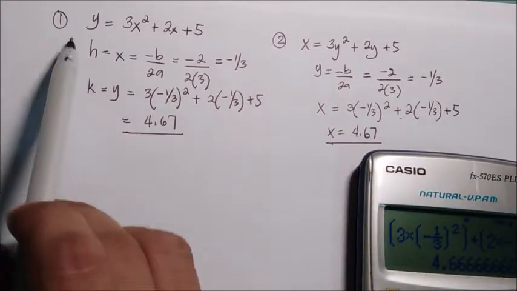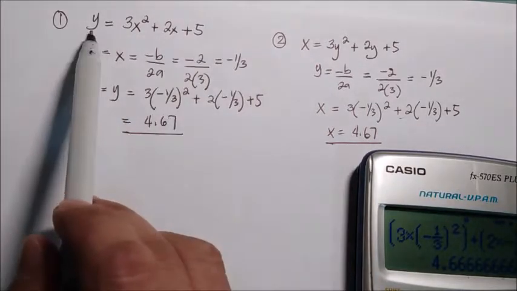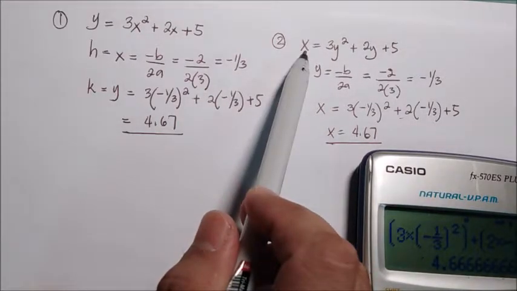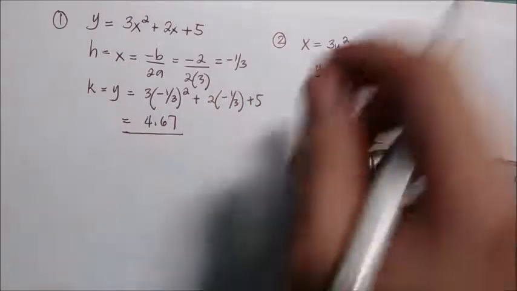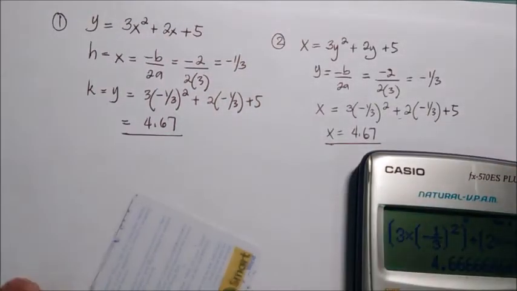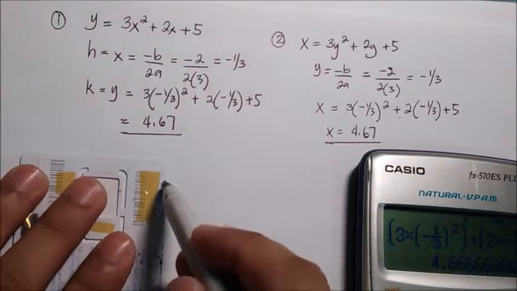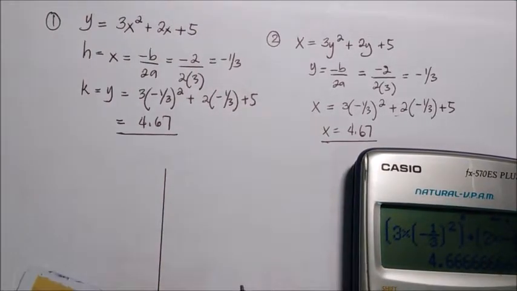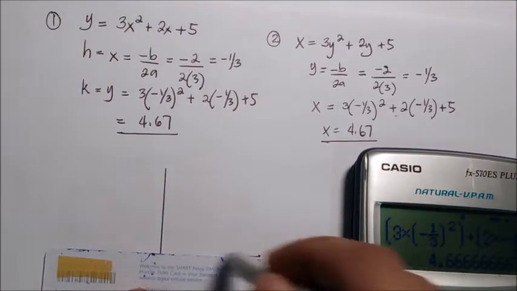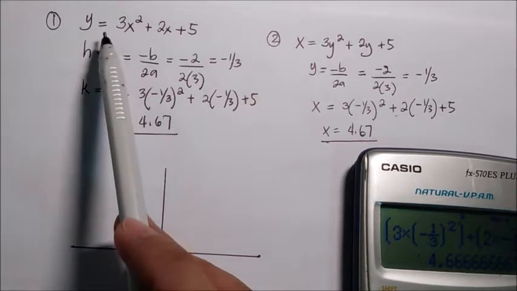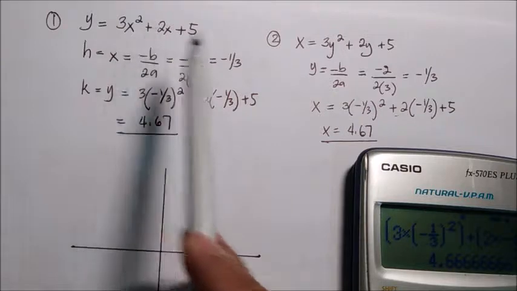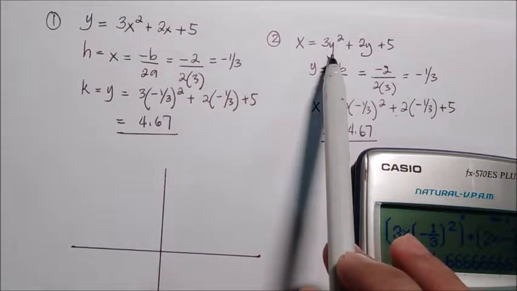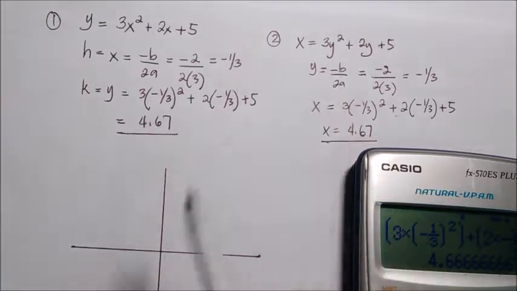So now what's the difference between these two equations? Okay, this in terms of y and this in terms of x. They are both the same. Okay, if you're going to graph the first equation, it opens upward and the vertex is at hk. The second equation opens to the right. Okay, the vertex is at hk.